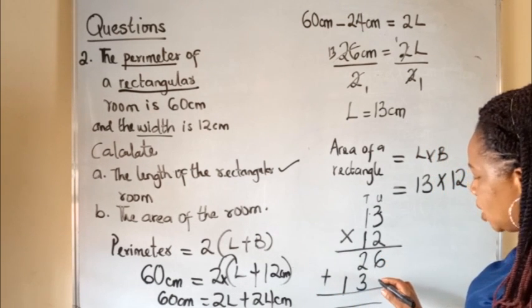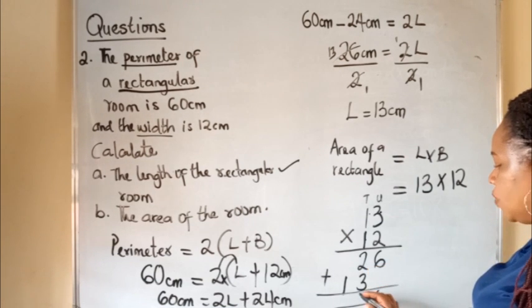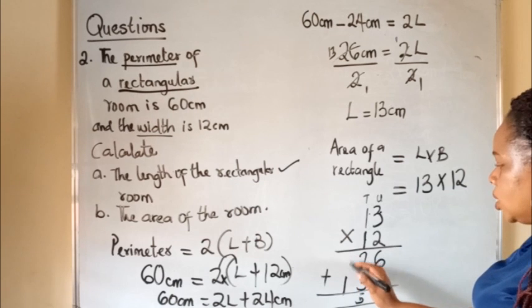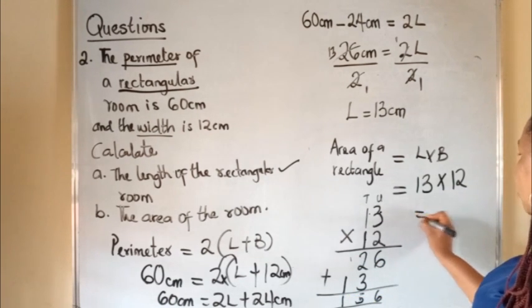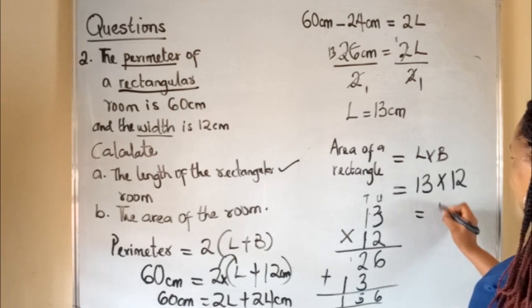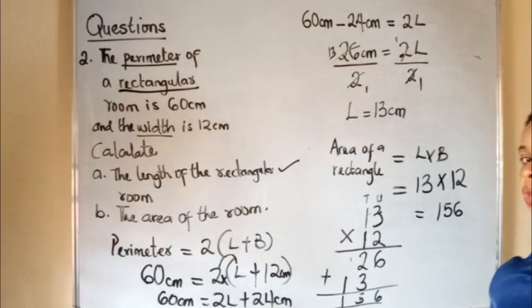6 plus nothing will give us 6. 2 plus 3 will give us 5. Then nothing plus 1 will give us 1. So it means that here we have 13 times 12 will give us what? 156. Is it just 156?